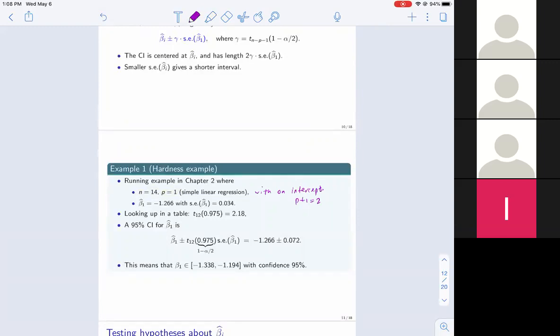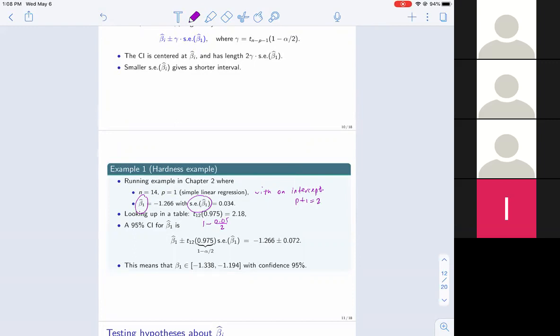We have fitted the model, and we have beta hat 1 and the standard error of beta hat 1. So we calculated these, which you should be able to calculate as you've done in the whole problem. And we want to find a 95% confidence interval. So this would be 1 minus 0.05 over 2. That's 1 minus alpha over 2.